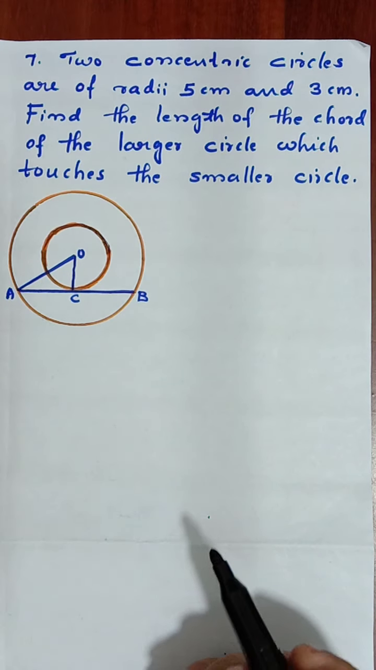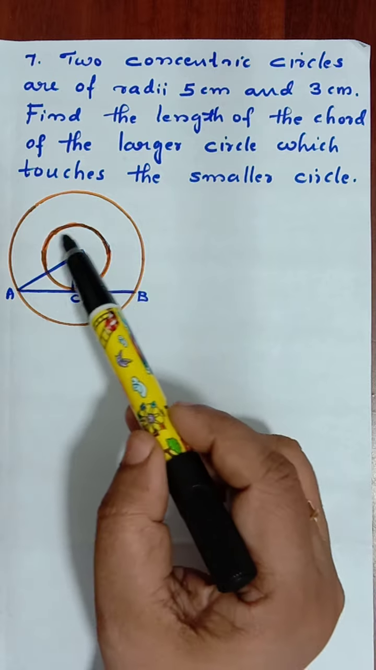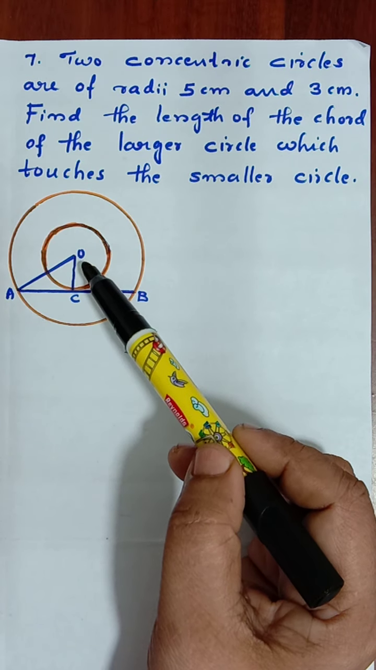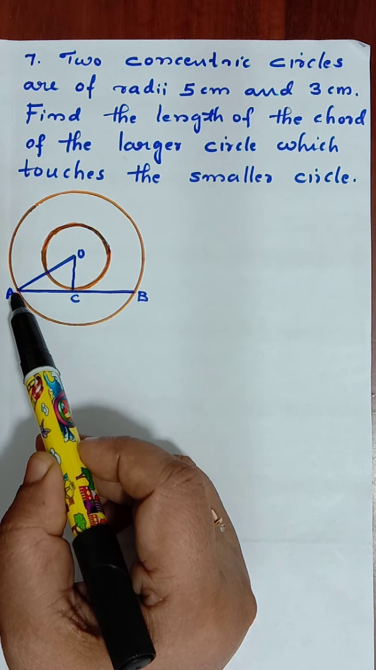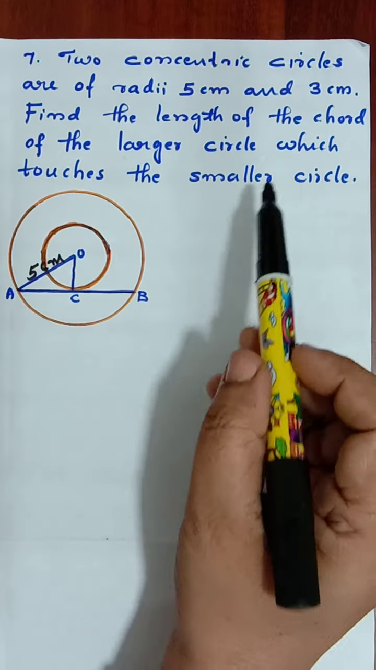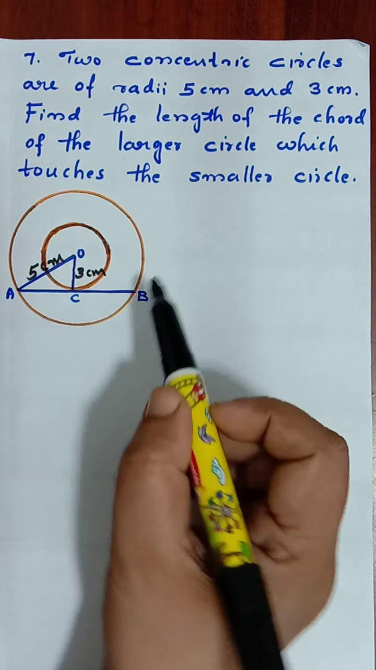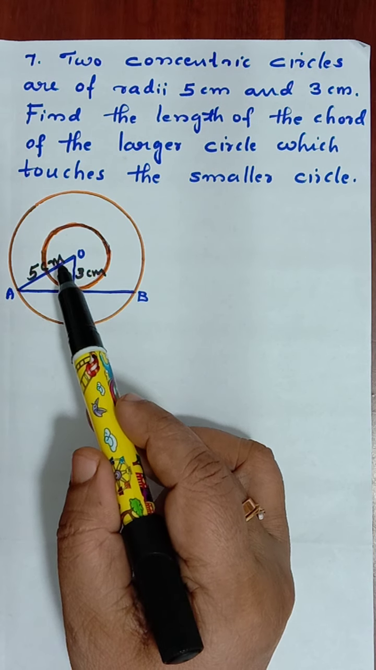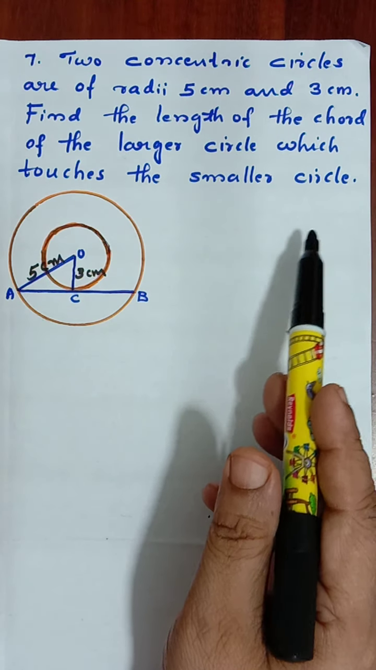Let us consider this question. Two concentric circles. What is meant by concentric circle? Circles having same center. Concentric circles are of radii 5 centimeter. That means OA is radius that is 5 centimeter and 3 centimeter. For smaller one radius is 3 centimeter. So OC equal to 3. OA is equal to 5 centimeter. Find the length of the chord of larger circle which touches the smaller circle.